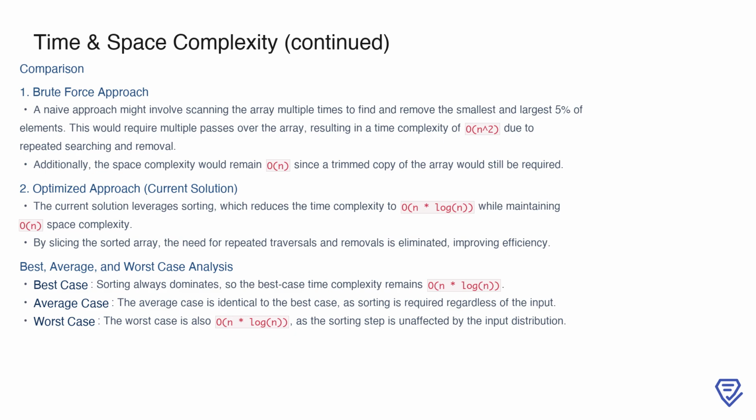In contrast, our optimized solution leverages sorting, reducing the time complexity to O(n log n), while maintaining O(n) space complexity. By slicing the sorted array, we avoid unnecessary repeated traversals, making the solution significantly more efficient. Importantly, whether we analyze the best, average, or worst cases, the time complexity remains O(n log n), as sorting always dominates regardless of the input distribution.